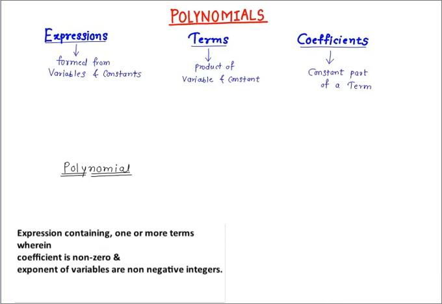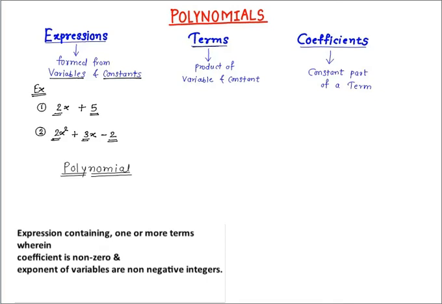Expressions are formed from variables and constants. Let's take an example, 2x plus 5. So this is an expression with variable x and constants 2 and 5. Let's take another example, 2x square plus 3x minus 2. So this is an expression with variable x and constants 2, 3 and minus 2. So what are all these? These are expressions.